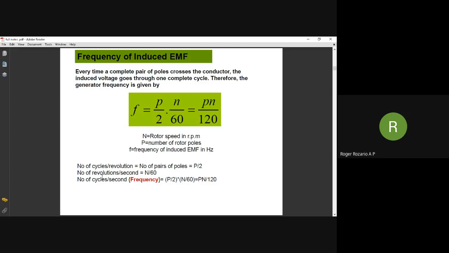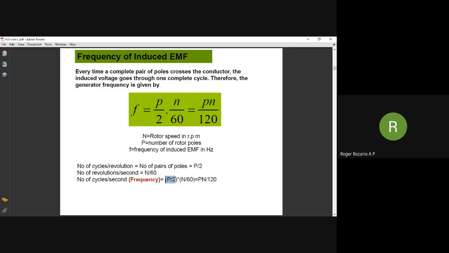So f, frequency, is the number of cycles per second. So number of cycles per revolution equals the number of pair of poles, P by 2. P is the total number of poles. When you divide by 2, you will get the pair of poles. So that is the number of cycles per revolution. So when you multiply P by 2 with the speed, N is in RPM. If you want to convert to RPS, it is N by 60.